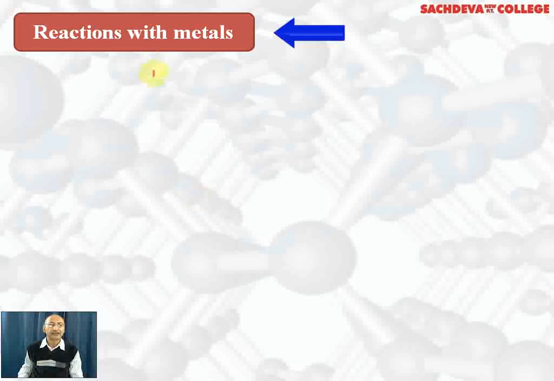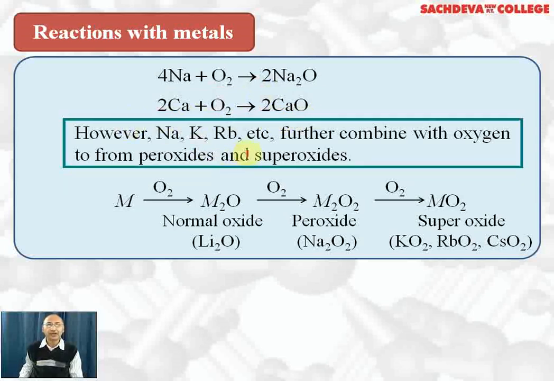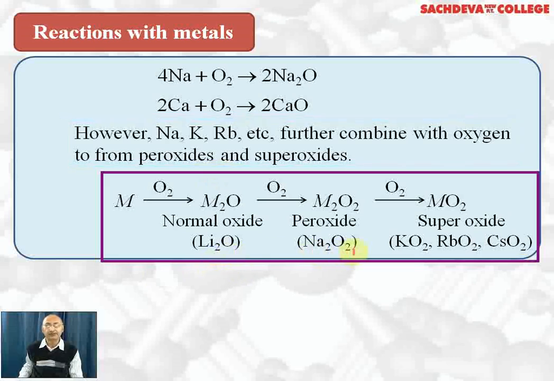Reaction with metals. Sodium reacts with oxygen to form sodium monoxide. Here if we take excess of sodium, we get sodium monoxide, but if we take 2 moles of sodium, we will get sodium peroxide. Calcium can form only monoxide, so calcium reacts with oxygen to form calcium oxide. Sodium, potassium, rubidium can further combine with oxygen to form peroxide and superoxide. Lithium forms only monoxide, sodium forms peroxide, whereas potassium, rubidium and cesium form superoxide. Reason is that larger cation can stabilize larger anions.